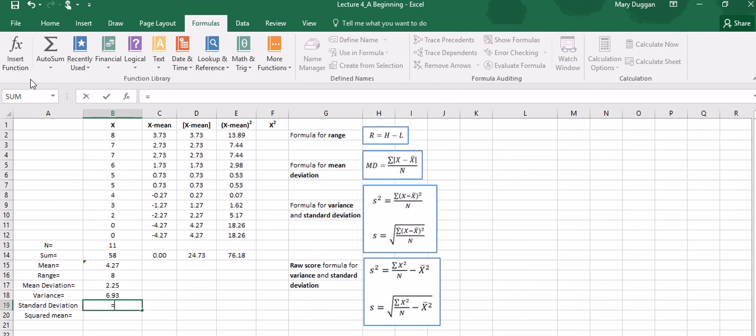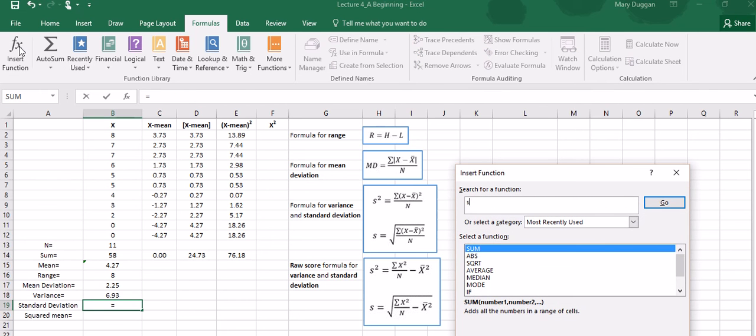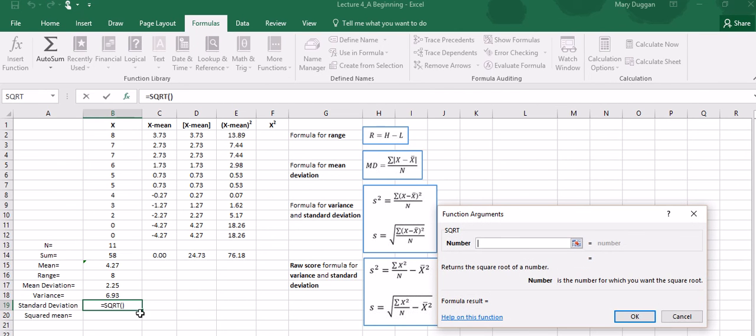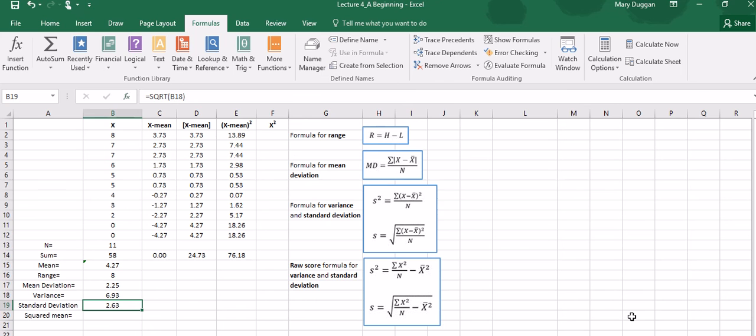Equal, insert a function. I'm going to type in the word square root, and I end up with SQRT, which does return the square root of a number. That's exactly what I'd like. I want to find the square root of my variance for this, and I end up with a standard deviation of 2.63.